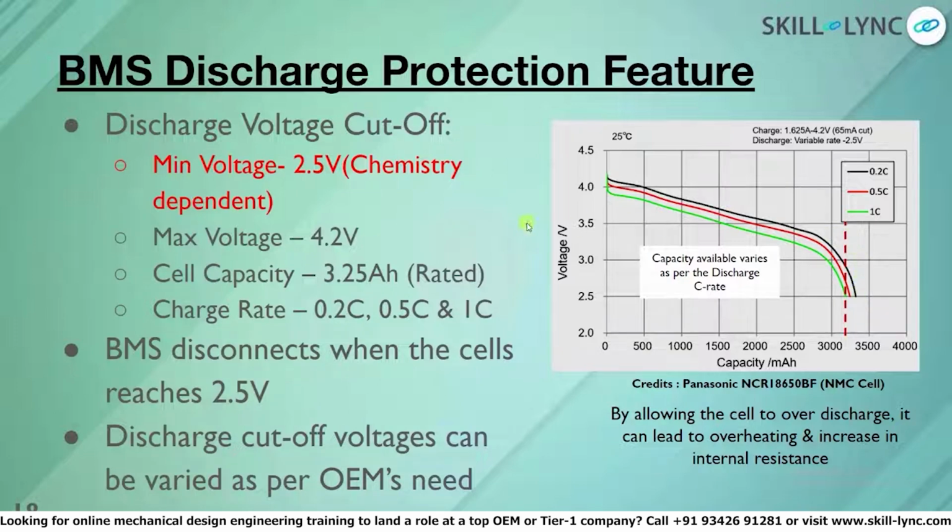So nevertheless, the BMS is programmed with that protection feature that if the voltage reaches 2.5 volts, it's going to be disconnected anyhow, and it also has a protection feature for discharge at a higher C rate, where it is going to disconnect.